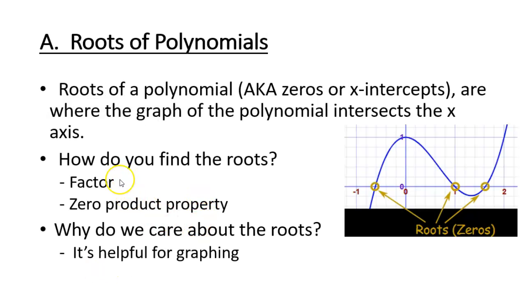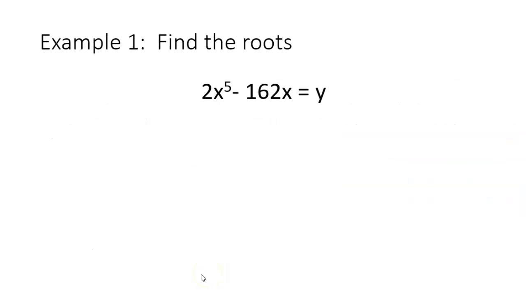So let's take a look at our first slide here. It says the roots of a polynomial, also known as zeros or x-intercepts, are where the graph of the polynomial intercepts the x-axis. On our picture here, these three places that are circled in yellow are the roots, or the zeros, or the x-intercepts of the polynomial, and that's what we're going to be trying to find today. So how do we find the roots? We're going to factor, and we're going to use something called the zero product property. And why do we care about finding the roots? The main reason we're going to use it in this class is because it's going to help us with graphing a little bit. Okay, so that's what a root is.